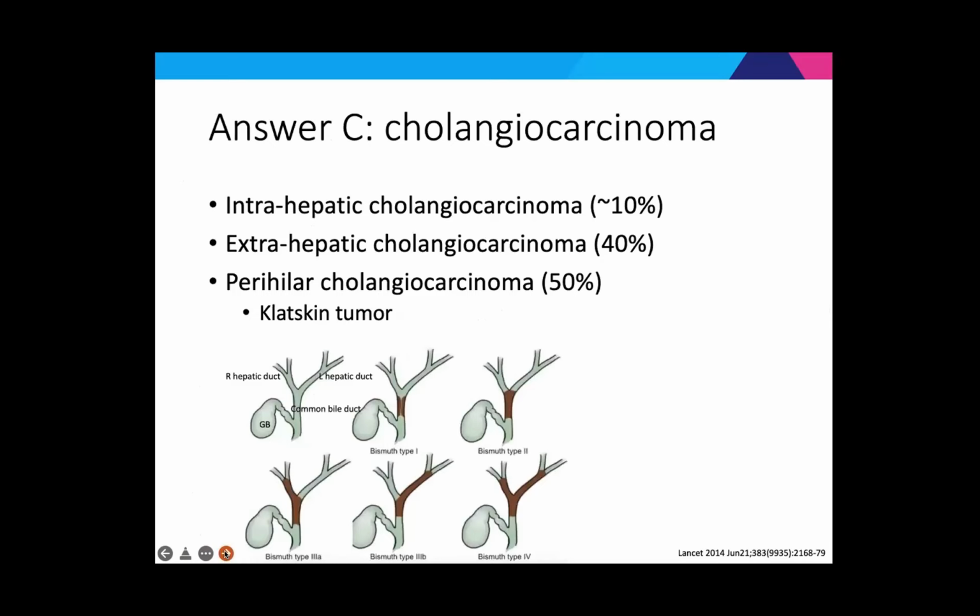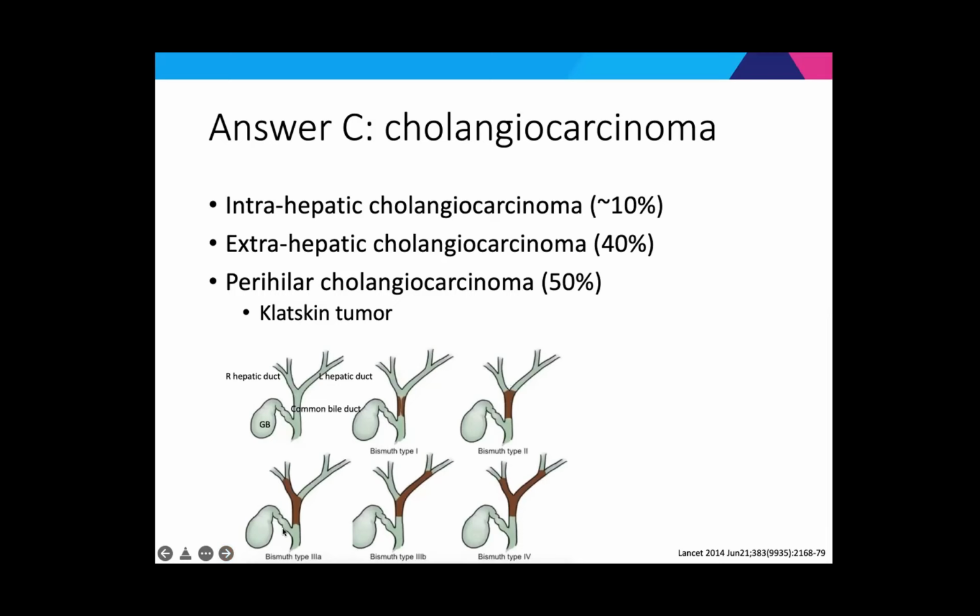Anatomically, cholangiocarcinoma can be classified into intrahepatic cholangiocarcinoma, extrahepatic cholangiocarcinoma, and perihilar cholangiocarcinoma. Of these types, the perihilar type is the most common, and this is also sometimes called a Klatskin tumor. Klatskin tumors can be further subclassified by Bismuth type. In Bismuth type 1, the tumor is below the confluence, not reaching it. In Bismuth type 2, the tumor is at the hilum, reaching the confluence of the right and left hepatic duct.